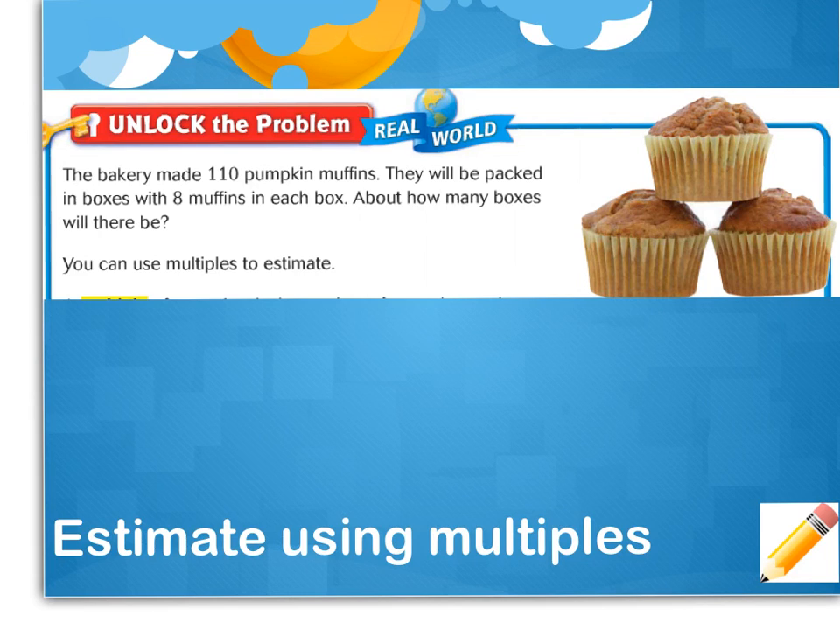To solve this problem, I know that there's a total of 110 pumpkin muffins, and that they're going to pack them with 8 muffins in each box. Since I'm separating a total into groups, I'm going to divide. For this problem, I can use multiples to find my answer. The question is, about how many boxes will there be? It's that key word about that tells me I'm going to estimate the answer to 110 divided by 8.